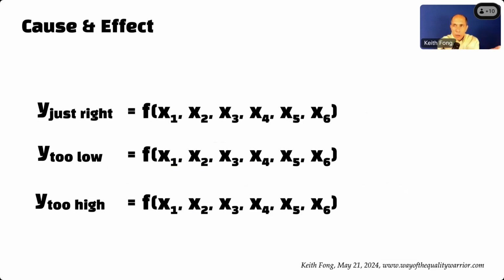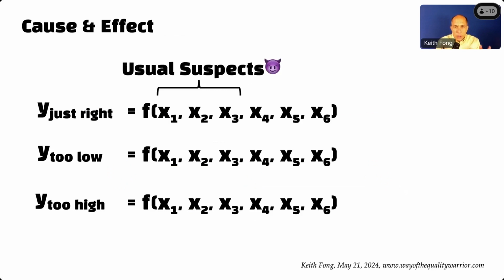Now, if we look at the equation, we see that y is a function of x1, x2, x3, x4, x5, and x6. The same y for too low is a result of the same factors. The y too high, again, the same six factors. Now, what we know is there are the usual suspects. When we have a problem, we generally know the more common drivers of our output not being okay. So it's X1, X2, X3. Those are the usual suspects.